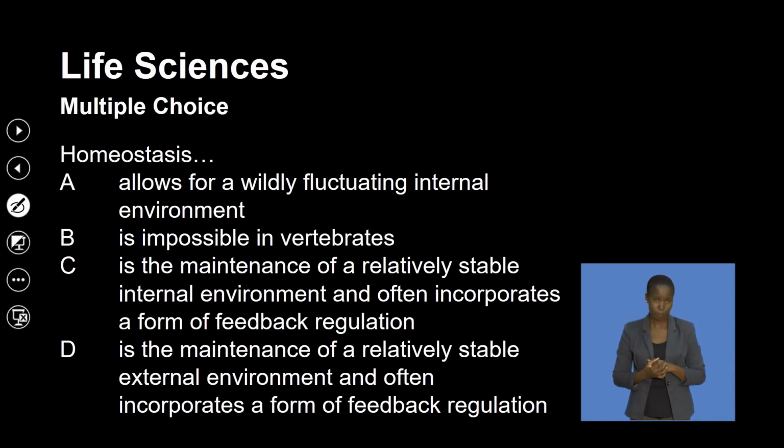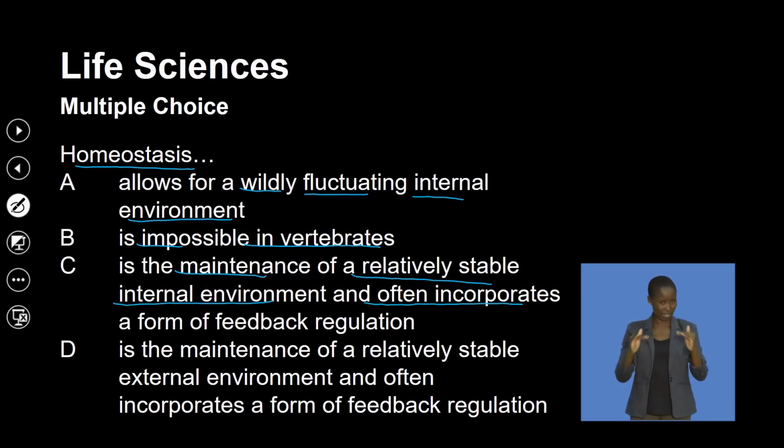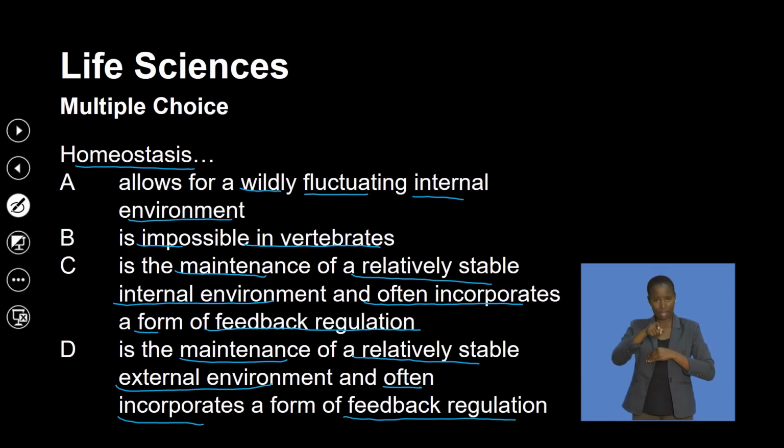So I have a multiple choice question for you, and it reads: homeostasis is the following. A, allows for a widely fluctuating internal environment. B, is impossible in vertebrates. C, is the maintenance of a relatively stable internal environment and often incorporates a form of feedback regulation. Or D, is the maintenance of a relatively stable external environment and often incorporates a form of feedback regulation.